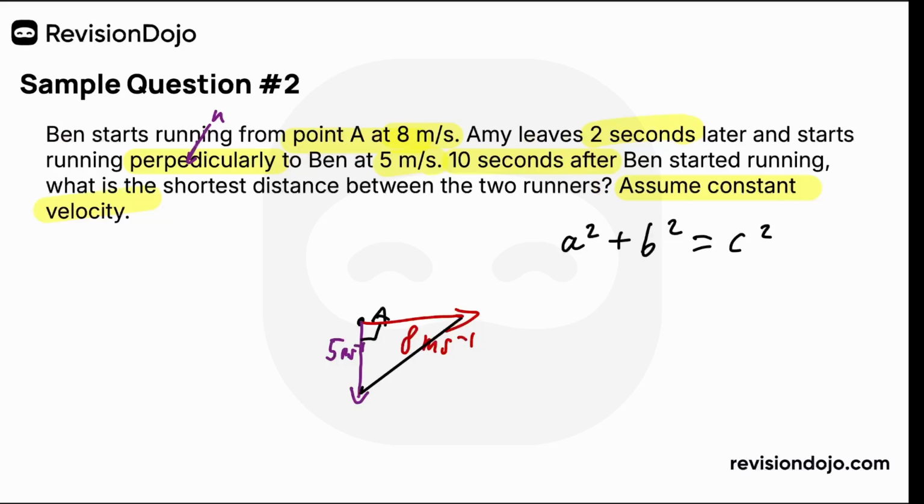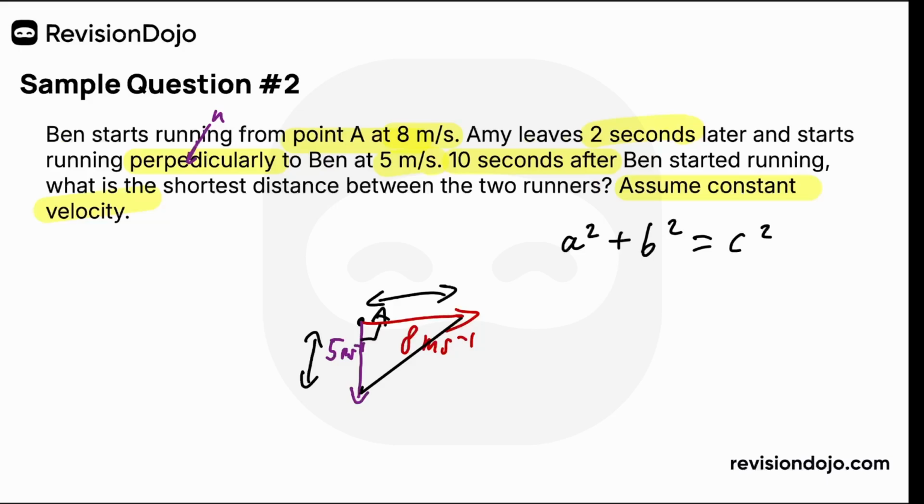And therefore, we need A and B. The length of A, let's assume A is how far Ben ran, is going to be the distance that Ben has covered, or the displacement of Ben. Here it doesn't really matter because Ben is running in a straight line. Then, for Amy, it's going to be exactly the same thing. It's going to be her distance or her displacement. How do we find that?